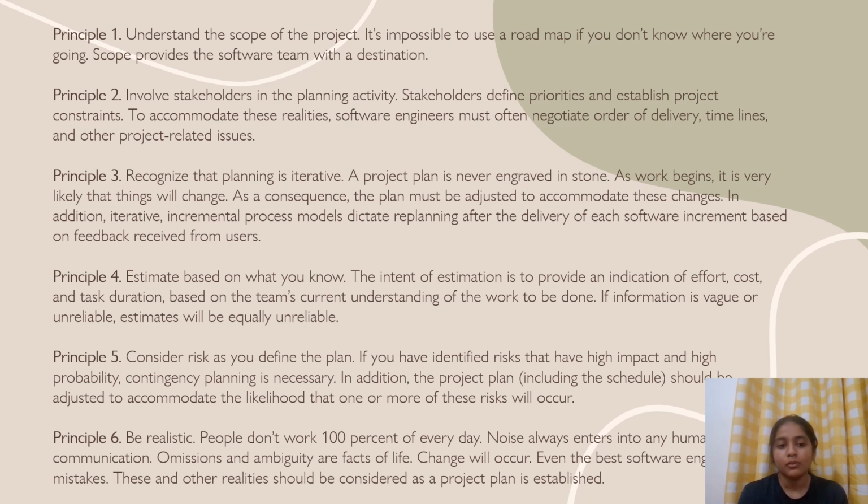Principle 6: be realistic. People don't work 100% of every day. Noise always enters into human communication. Omissions and ambiguity are facts of life. Change will occur, and even the best software engineers make mistakes. These and other realities should be considered as a project plan is established.